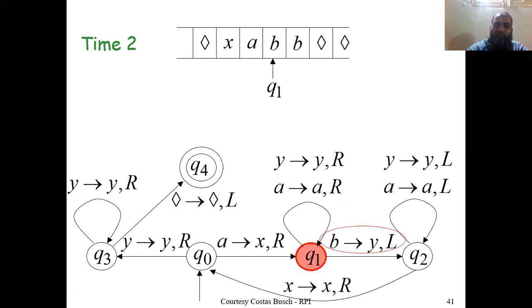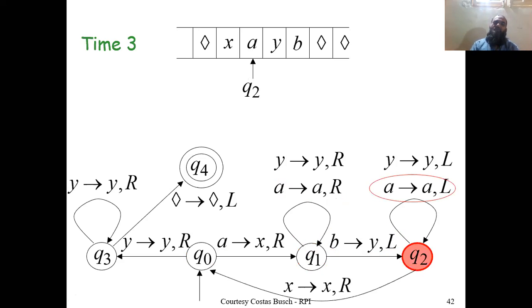Now you are pointing to the B. So transition from Q1: read B, write Y, and move to left. Now you are changing the first B into Y. You change the first A into X and the first B into Y. Now you come back and then check, are there remaining A's? Yes, you find A. So you don't change that A.